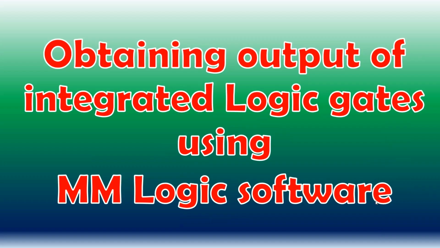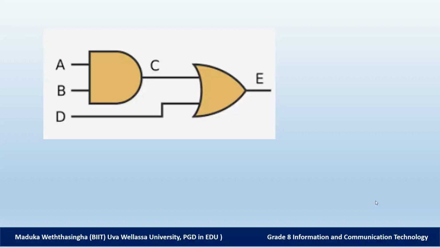Now we are going to learn integrated logic gates. Here we are going to combine 2, 3, 4 logic gates together and build combined circuits. Here on this screen you can see a circuit with two gates, an AND gate and an OR gate. Now let's write the final output of this circuit.